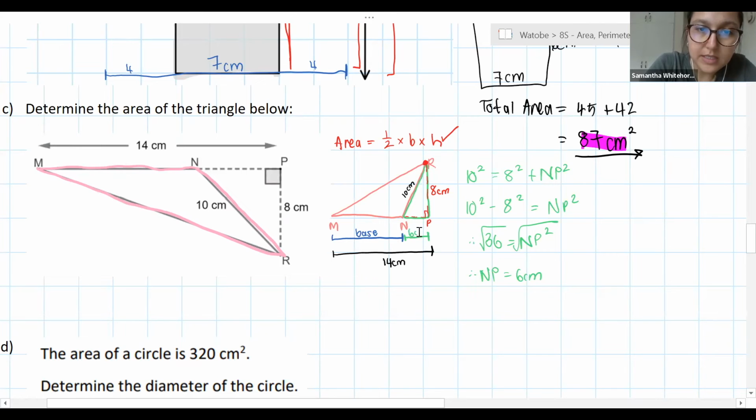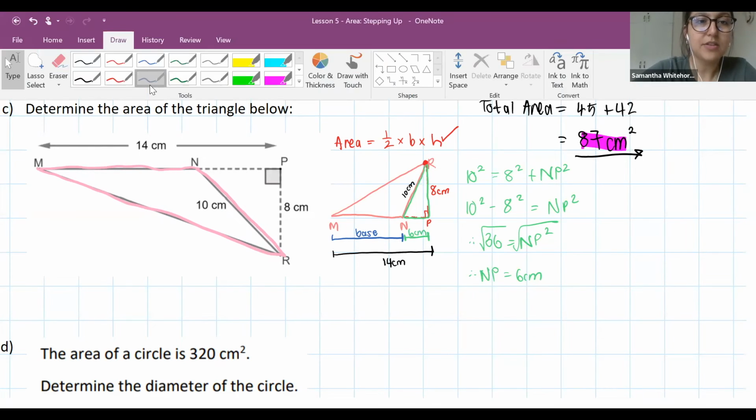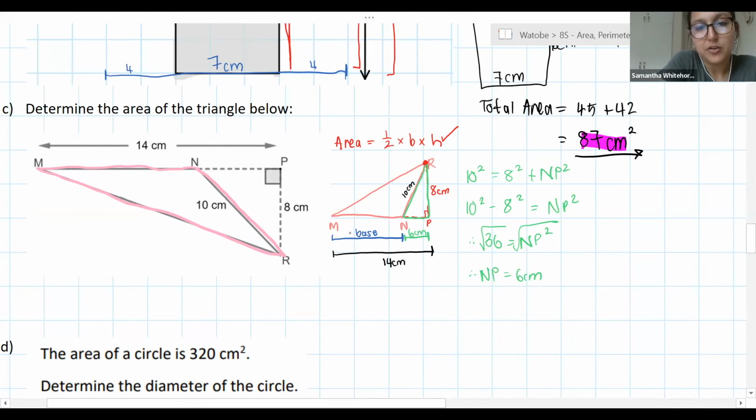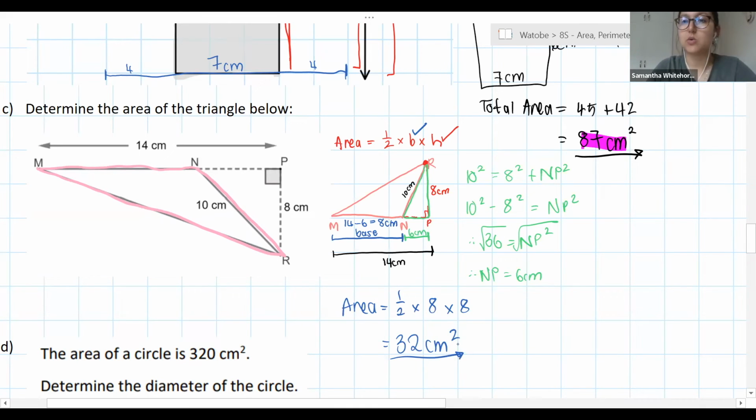Now that I know this is 6 centimeters, I can easily work out my base length, because I would just take 14 minus 6, and that gives me 8 centimeters. So now I've got my base and I've got my height, and so I can easily work out the area of my triangle. Area is equal to half times base, which is 8, times height, which is also 8. And so the area of this triangle is 32 centimeters squared.